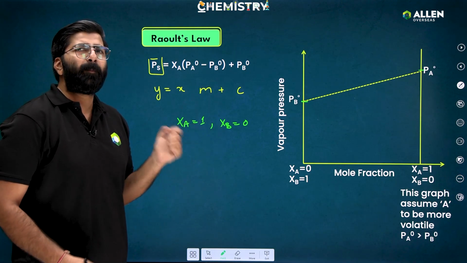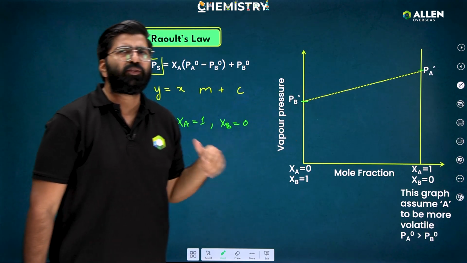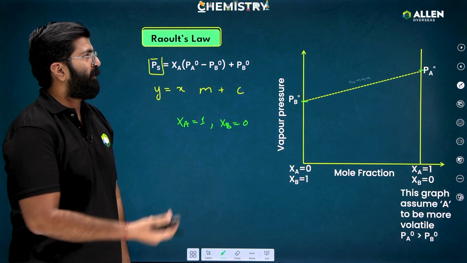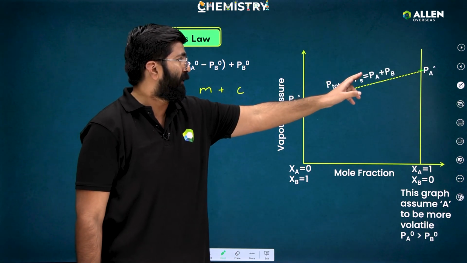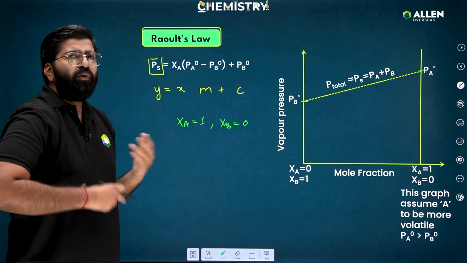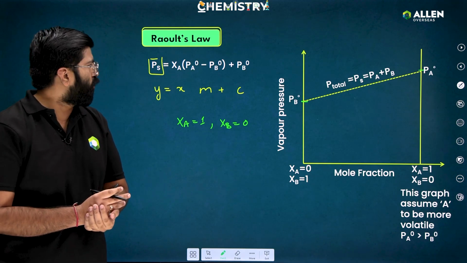So what will be my PS? This will be the graph for my PS, or you can say PT also, which is nothing but pressure of your A plus pressure of your B. Yes, P total is equal to PS is equal to PA plus PB. Now I can draw two more lines. How actually can I draw two more lines?